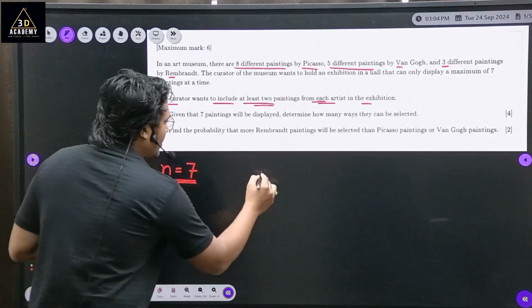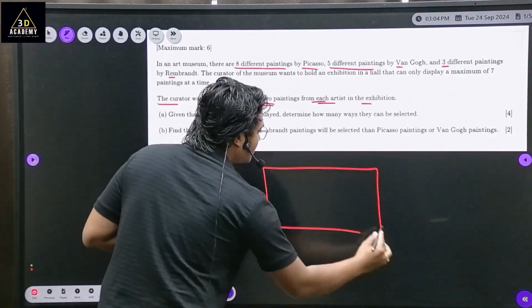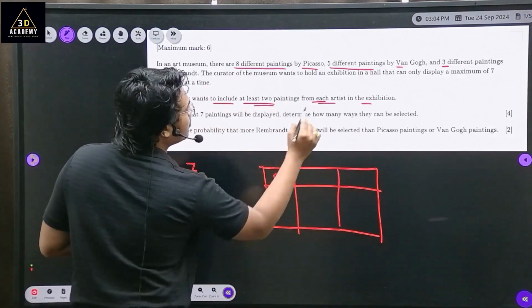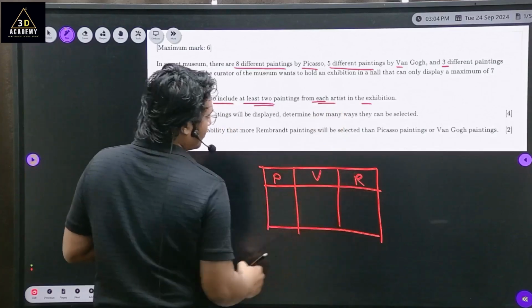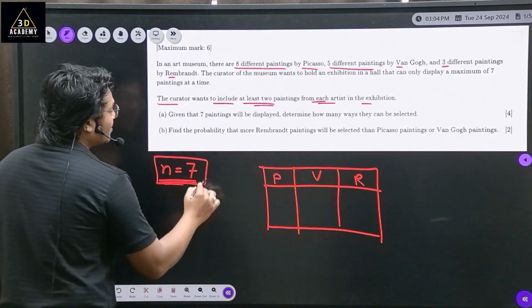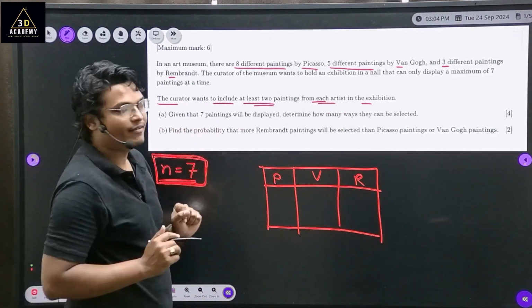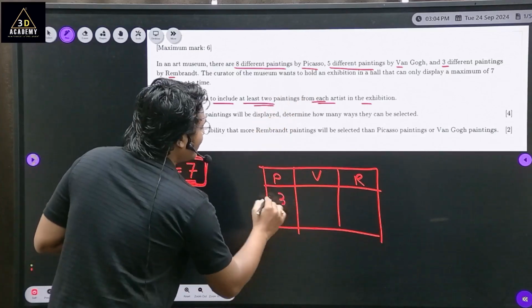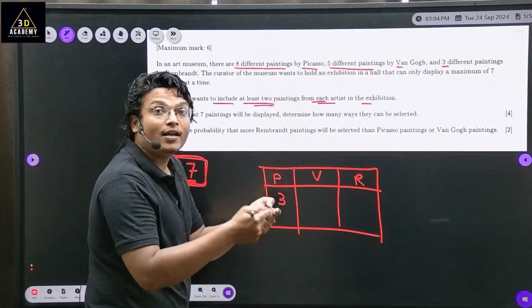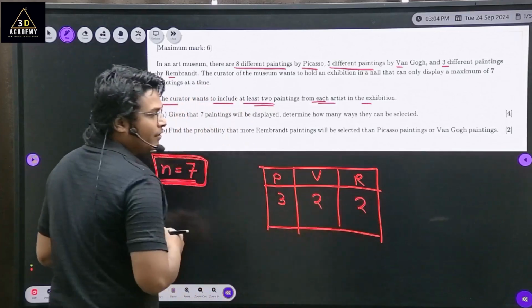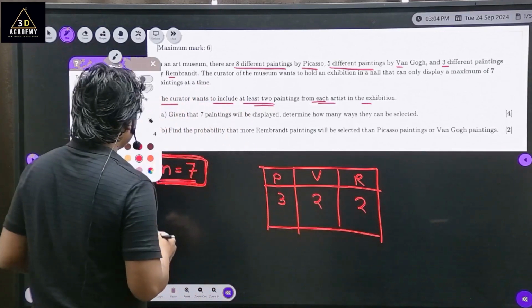Correct? So see, we have a total of 3 artists. One is Picasso, one is Van Gogh, and one is Rembrandt. Correct? Now you tell me, we can include only 7 paintings in the hall. We can put only 7 paintings in the hall. Let's say I took 3 paintings of Picasso and I want at least 2 from everyone. So this will get 2, this will get 2. This is one possibility. Yes or no?